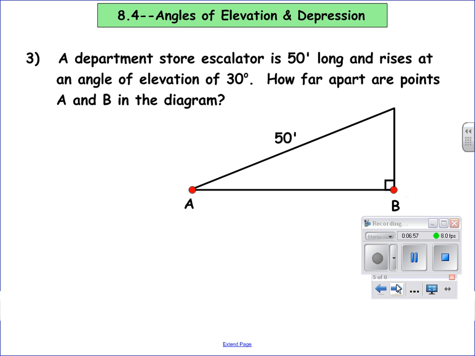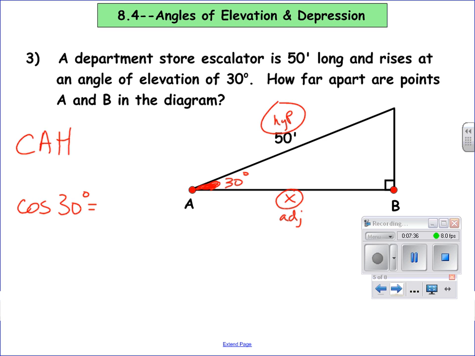Okay, try a couple more here. We've got escalators 50 feet long, and it rises at an angle of elevation of 30 degrees. So you need to know that I'm putting a 30-degree angle right here at angle A. Okay, how far are A and B apart? So here's the adjacent. Here's the hypotenuse. Adjacent, hypotenuse, they make cosine, right? So the cosine of 30 degrees equals x unknown over 50 feet.